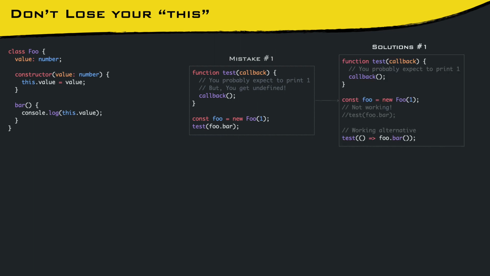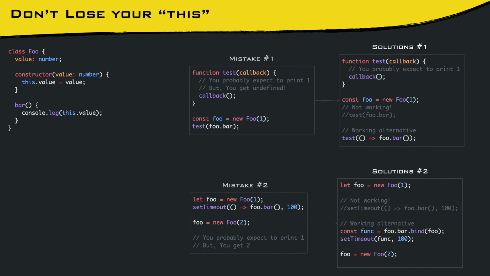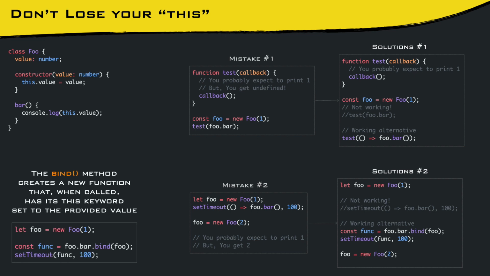To fix the code, a solution is to use a wrapper function. In this way, we call foo.bar with foo as its own this. But let's try the same thing with something asynchronous, like setTimeout, setInterval, or a fetch. Instead of printing 1, we got 2. This is because the wrapper function is executed with the last assignment of foo. To solve this problem once and for all, we can use the bind method, which creates a new function that when called will use the provided value as this.